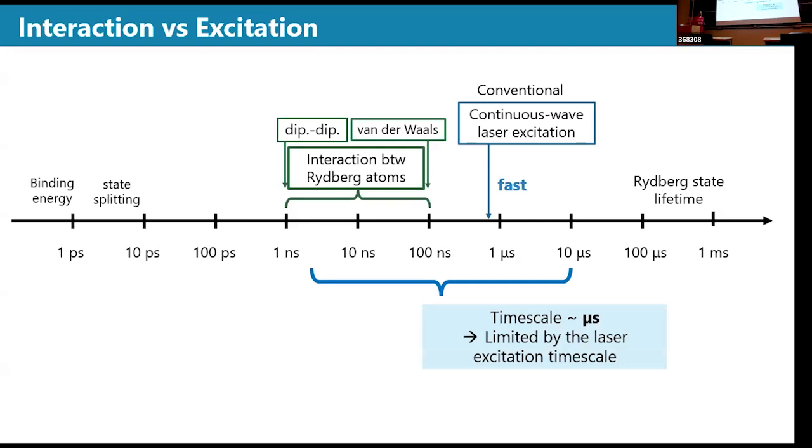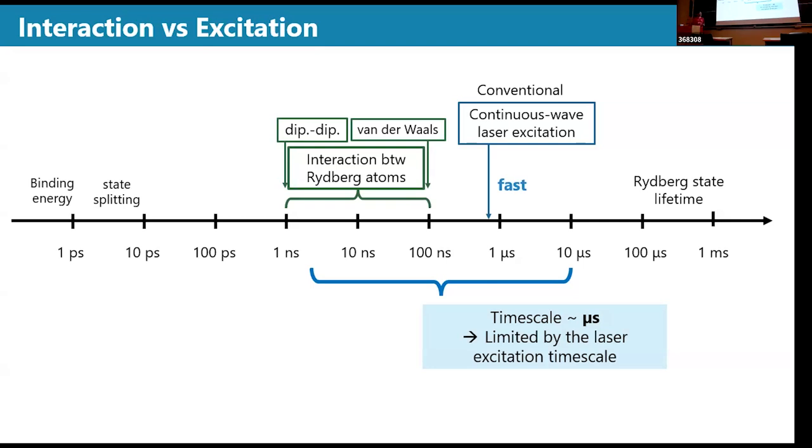In conventional experiments, people use a continuous wave laser. It is like a laser pointer. You can keep shining the laser, and this is just a continuous oscillating electric field. If you use this continuous wave laser, then the time scale of the excitation is of the order of microseconds, simply limited by the strength of the electric field. If you combine this interaction and this excitation scheme, then the total time scale of the physics is limited by this excitation time scale, which is of microsecond order.